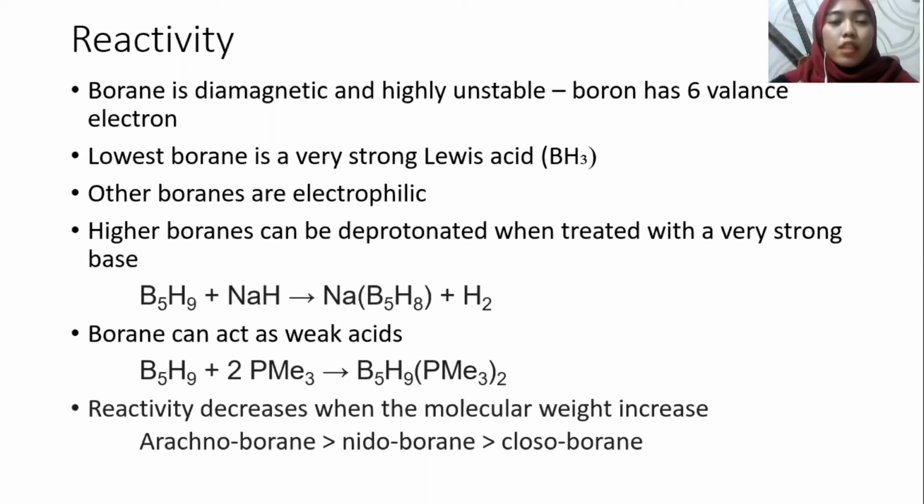I will explain about the reactivity of borane. So borane is a diamagnetic and highly unstable compound because the boron in the borane has 6 valence electrons. Next, borane can be spontaneously flammable in air. Next is the lowest borane, which is BH3. It's a very strong Lewis acid. And then other boranes are electrophilic, which means they can accept electrons. Next, the higher boranes can be deprotonated when treated with a very strong base.